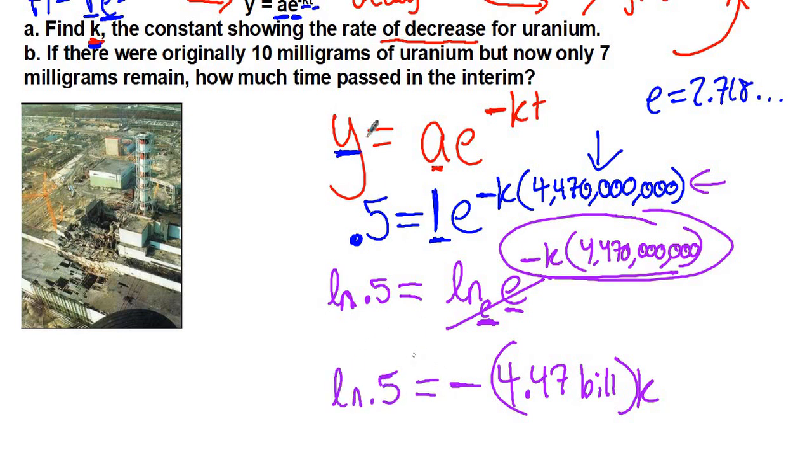Okay, so let's actually put this in the calculator so we can solve that for k. And of course, what we're going to need to do is divide both sides by negative 4.47 billion. And then I'm going to show you how to store that value because we will use it in the very next example. So let's do that right now.